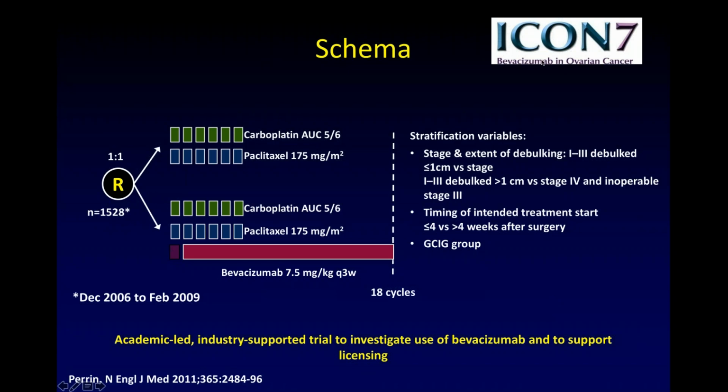The second trial that was done overseas, we call ICON7, was a very similar design, but only 2 arms. You can see 1,500 patients. Taxol, carboplatin, bevacizumab. And the bevacizumab, you'll notice, is a little lower dose and given for a little less time. But overall, they were both trying to prove the benefit of this drug.